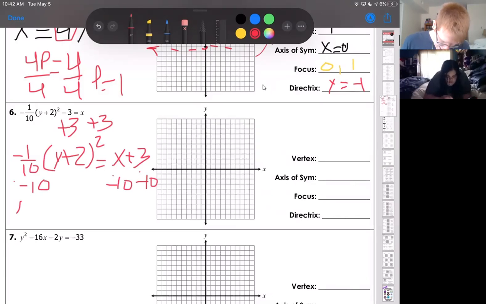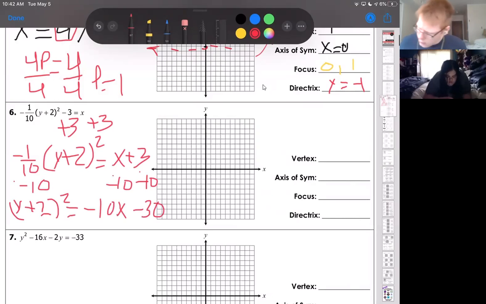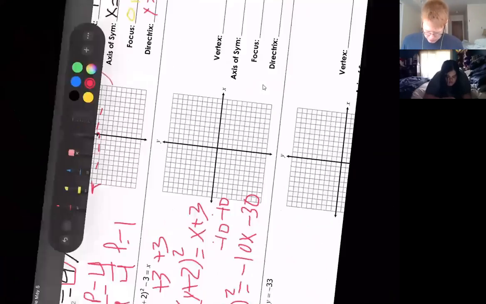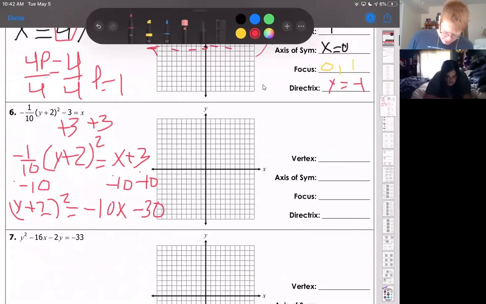So we would get y plus 2 squared equals -10x minus 30. Is that right? Can you have something added or subtracted? Oh yeah, we can factor it down. Okay, perfect. Oh, I'm running out of space. I'm going to move this up to here.